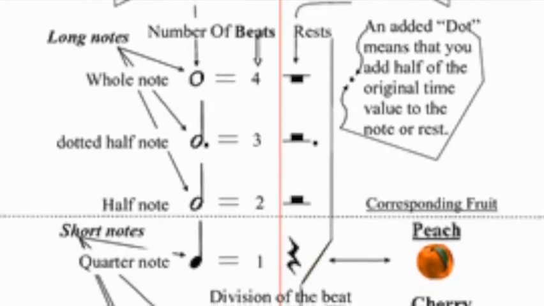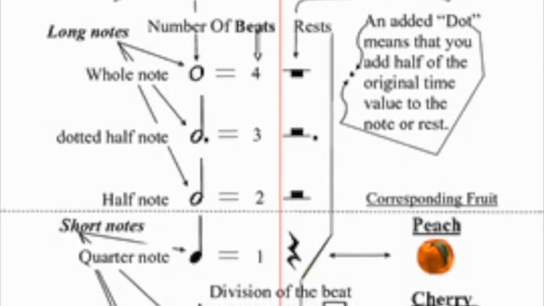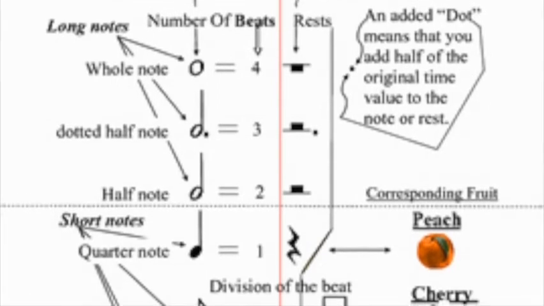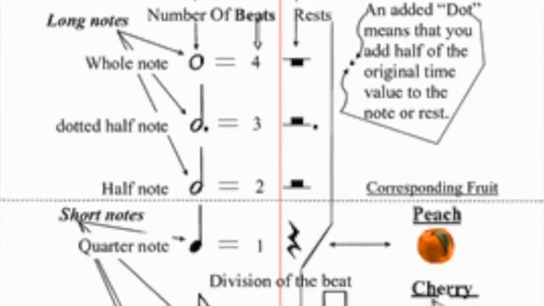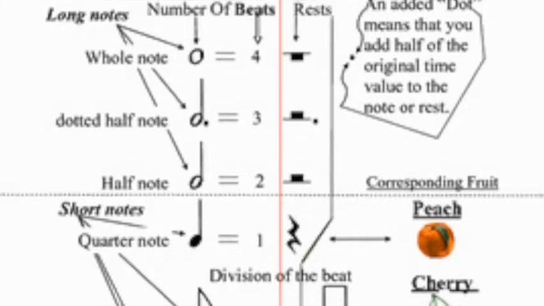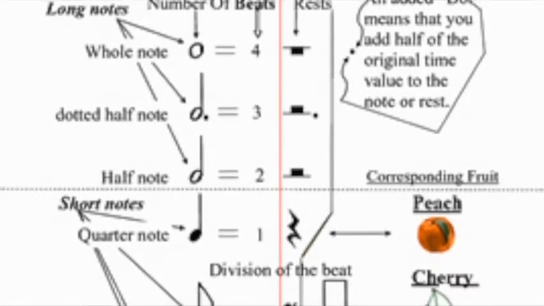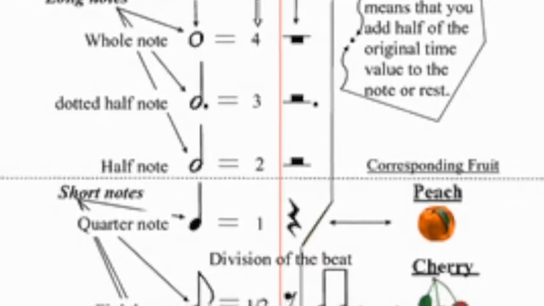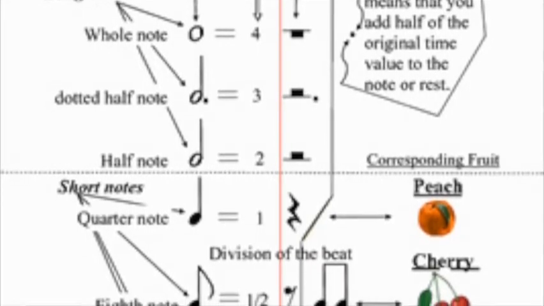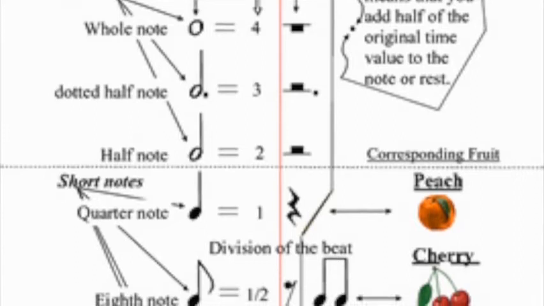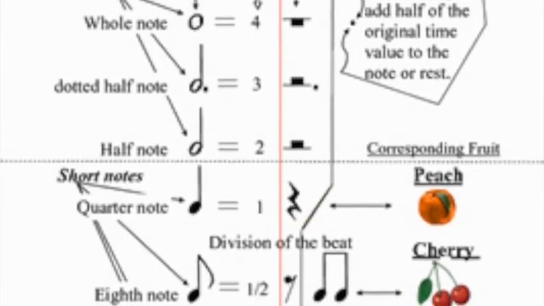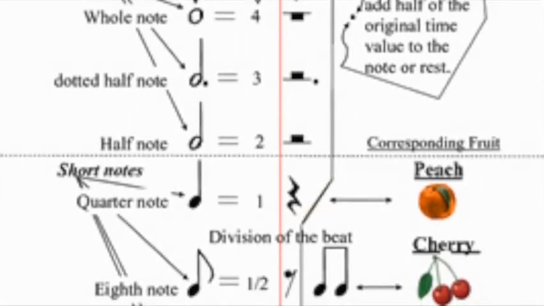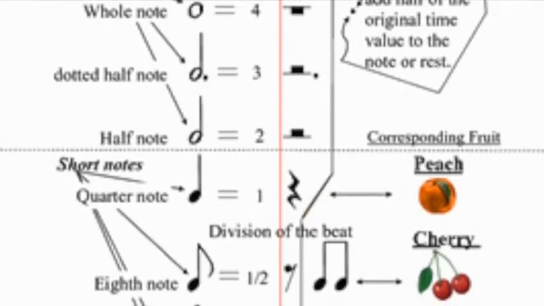Next one down, dotted half note. Dotted half note gets 3 beats, 3 counts. And the dotted half rest obviously gets 3 counts as well. Looking down again, half note is 2 counts. Half rest, also 2 counts of silence. Half note is just not filled in like the quarter note below it.